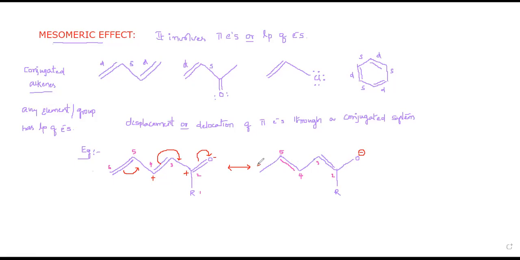So this type of delocalization is a permanent effect. Complete transfer of pi bonded electrons is observed. Hence it is a permanent effect. So the double bond is observed in between 2 and 3 carbon, and in between 5 and 4.